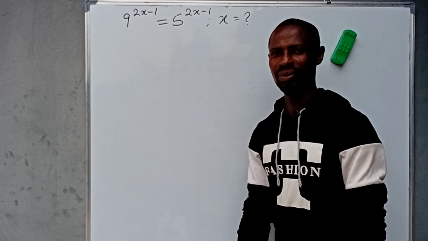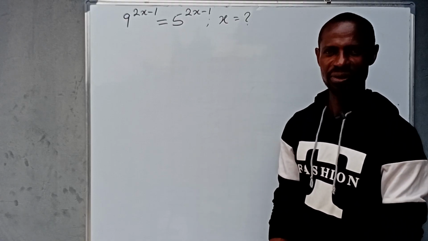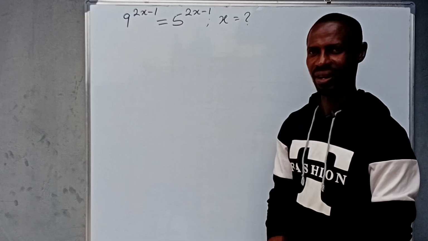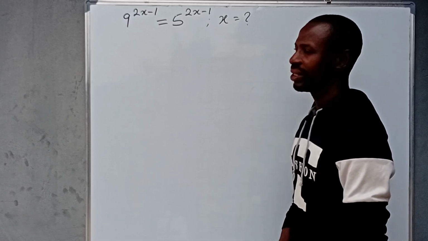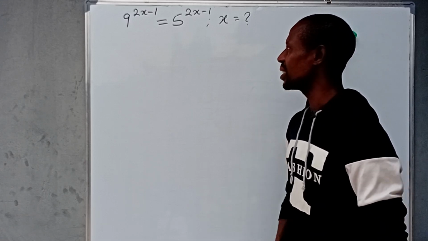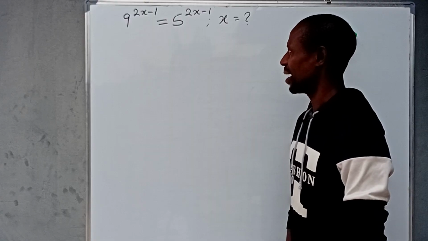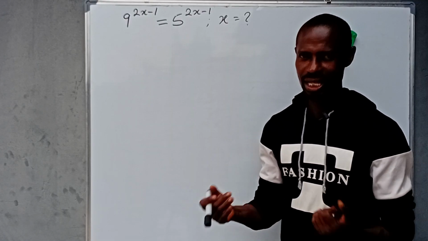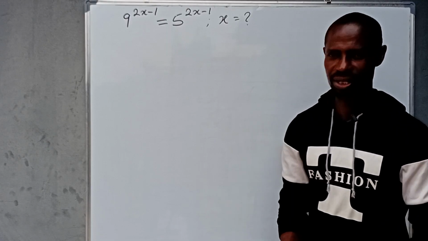We have this simple, nice exponential equation. The question is 9 to the power of 2x minus 1 equals 5 to the power of 2x minus 1. Find the value of x that satisfies this equation. If you are acquainted with the laws of indices, this is simple math to solve.